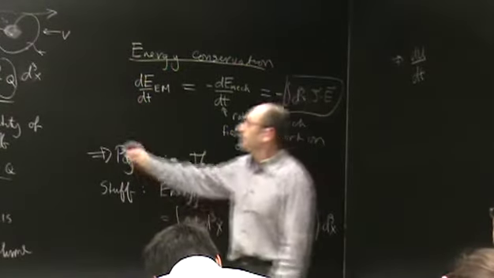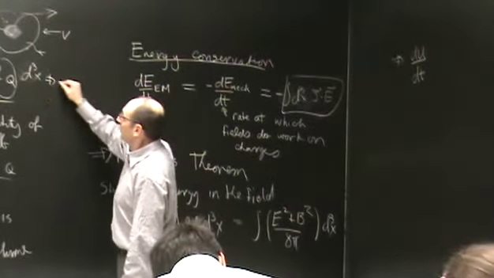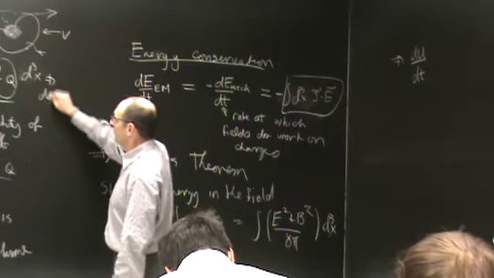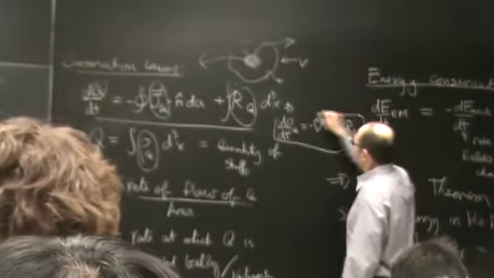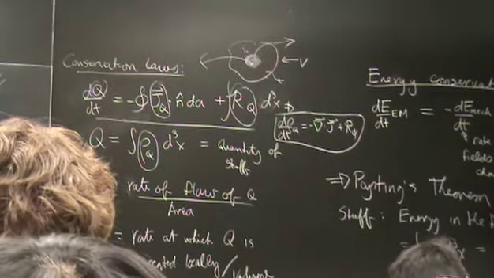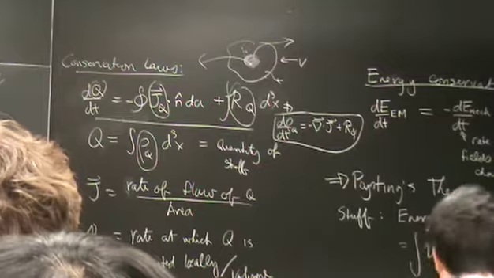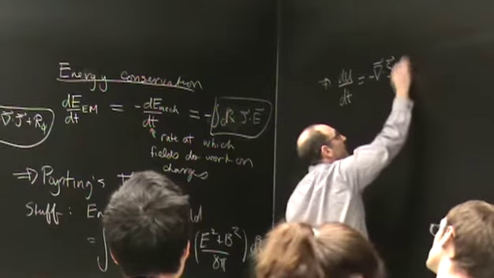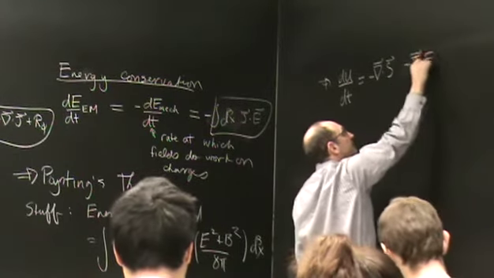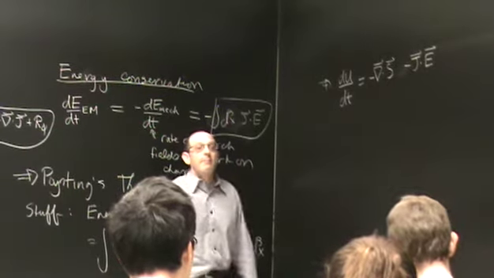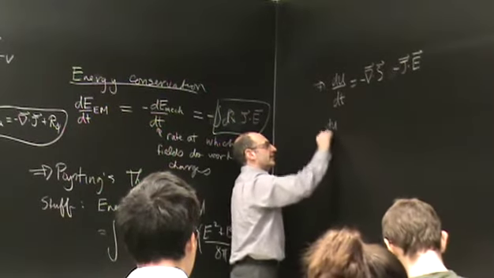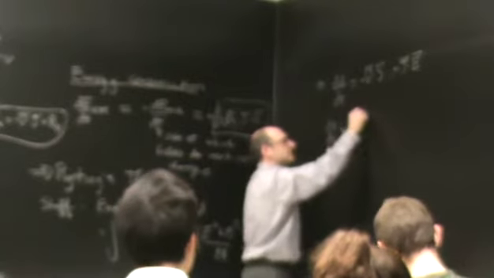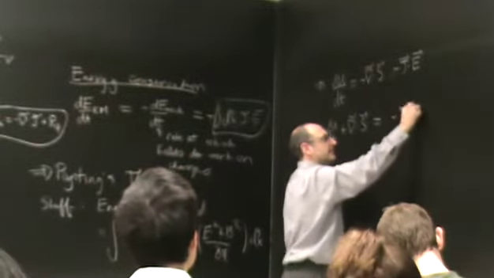oh, I should say perhaps, before I do that, that the integral form is here, but the differential form of this follows from Gauss's law. And so we have, in this case, minus del dot S plus the rate of creation is minus J dot E. Or often written like this.